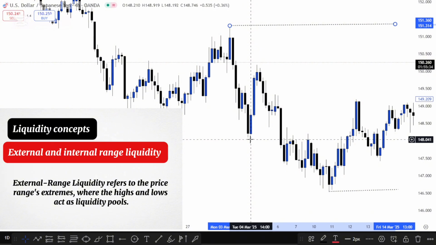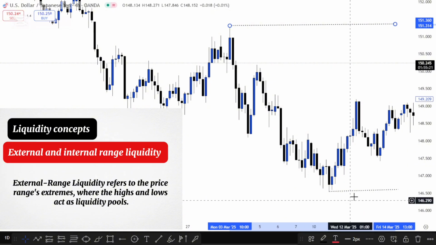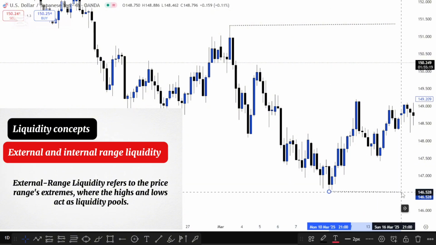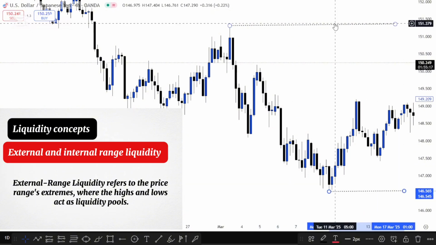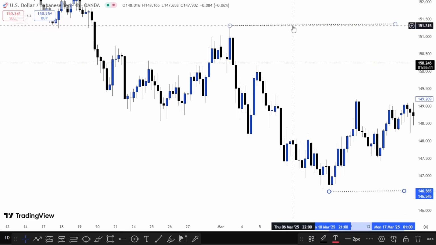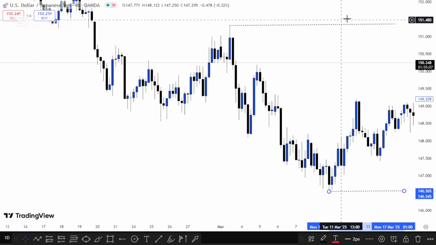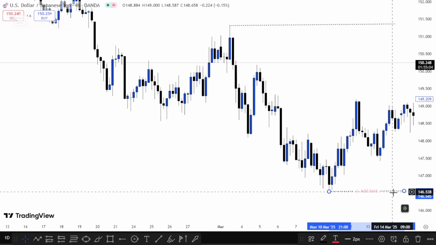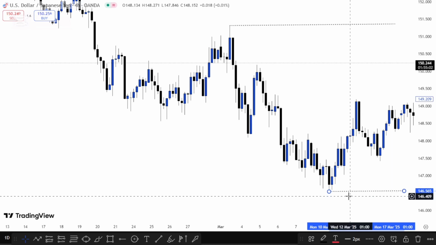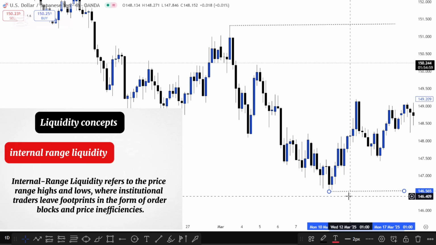External range liquidity refers to price ranges at extreme highs and extreme lows where the market has liquidity pools. Since we have liquidity resting above and below this area, the market will often be attracted to these areas. Prices will often go above that area to sweep liquidity and often come below this area to grab liquidity.